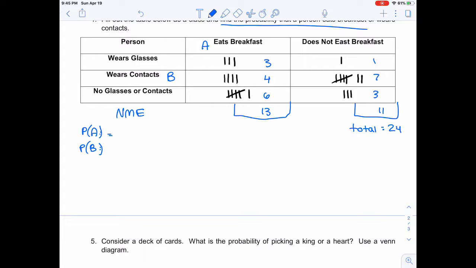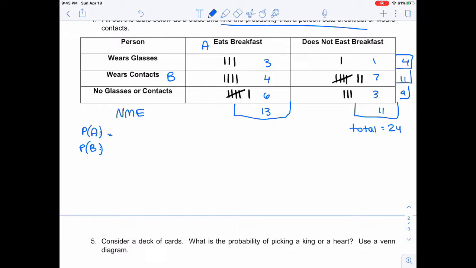So wearing glasses, I have a total of 4. Here I have for contacts 11, and no glasses or contacts, I have 9, okay? And again, if you want to double check, add everything up, make sure you get that 24.